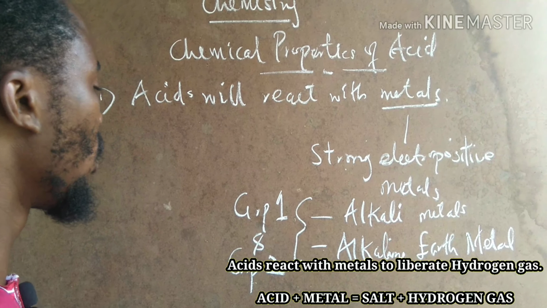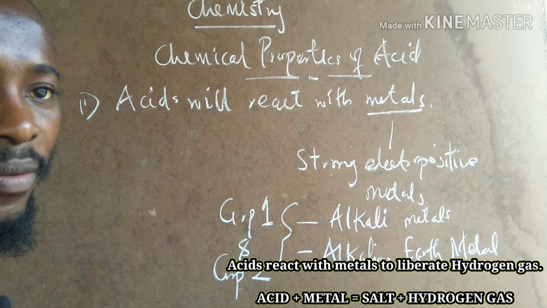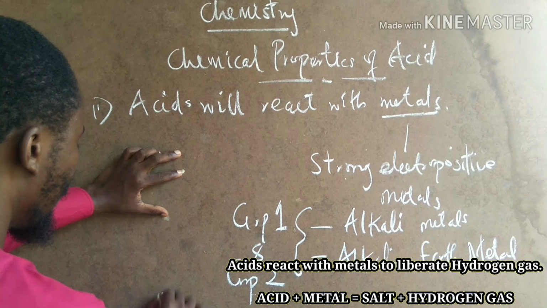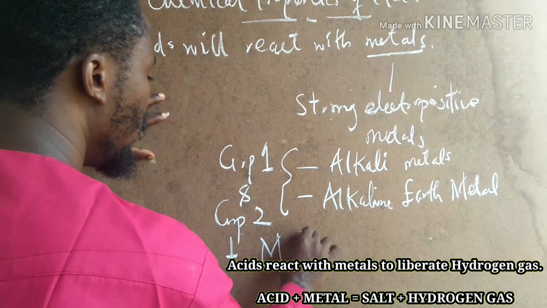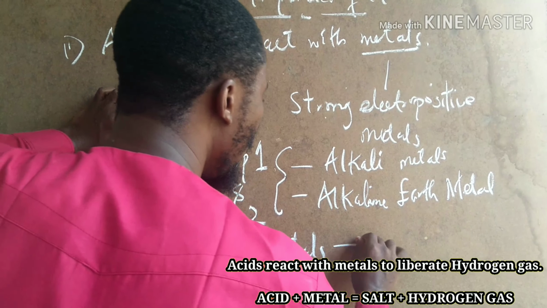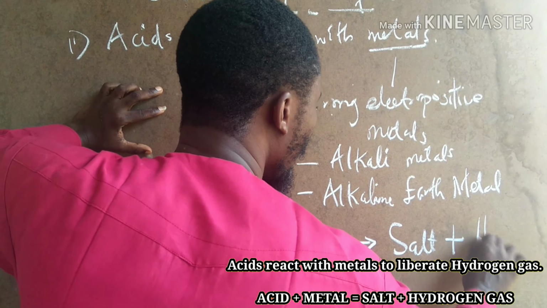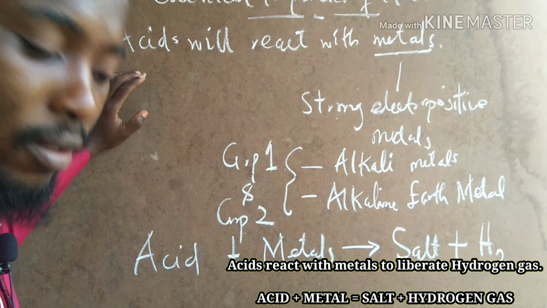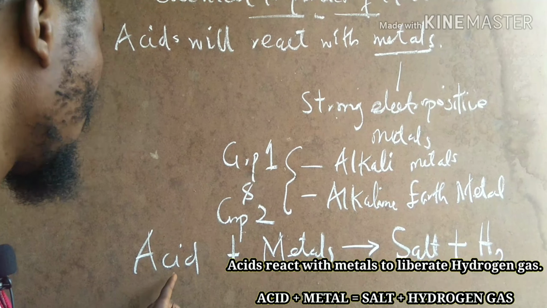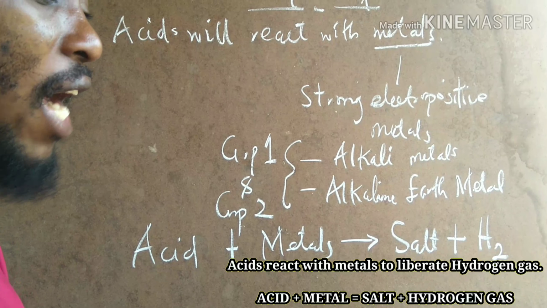Now the question is, when acid reacts with metals, what will happen? So when acid plus metals will give us salt plus hydrogen gas. You get it now? I hope you're following what I'm saying. Acid reacting with metals will give us salt and hydrogen gas.